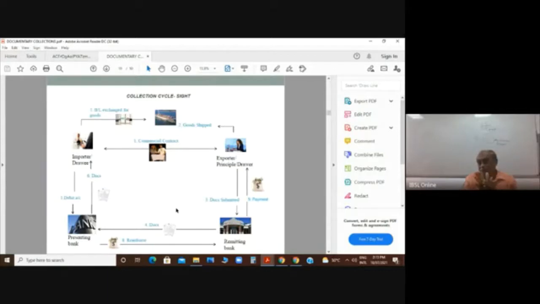Right? For example, if the documents submitted to the remitting bank are for 10,000 US dollars, by the time you receive the final payment, the exporter might receive 9,900. Right? $100, both banks will charge as their commission. Right? That is for sight.